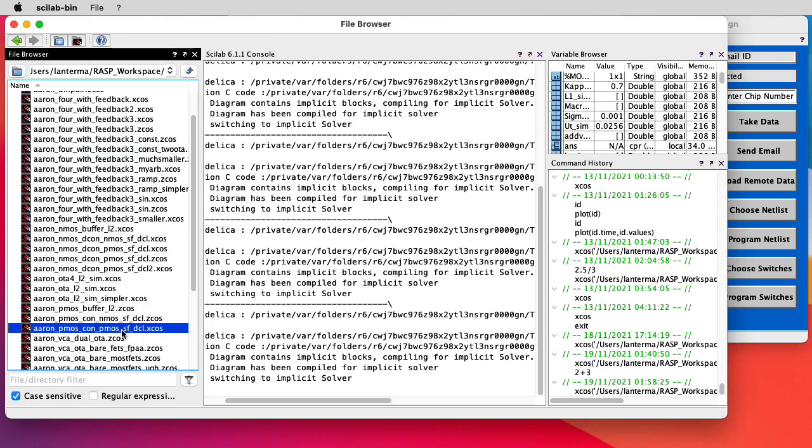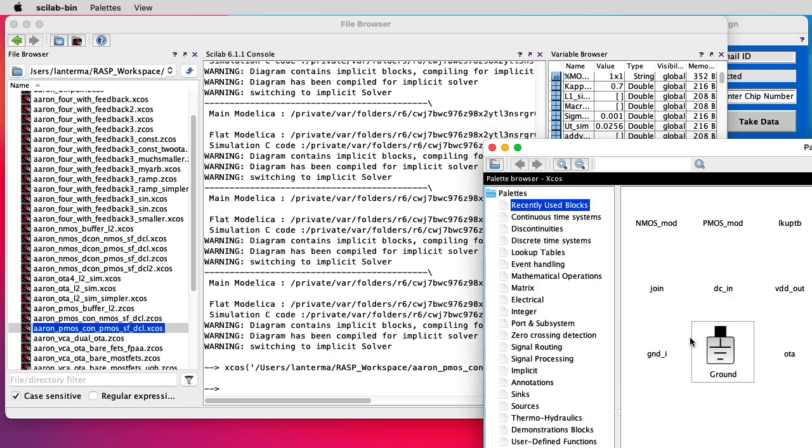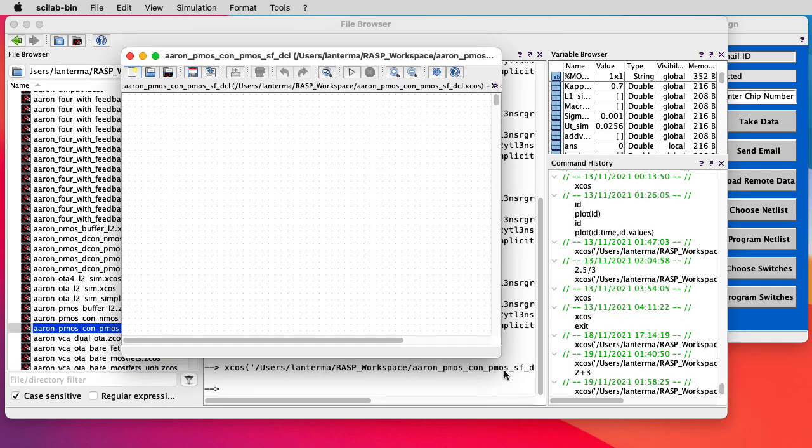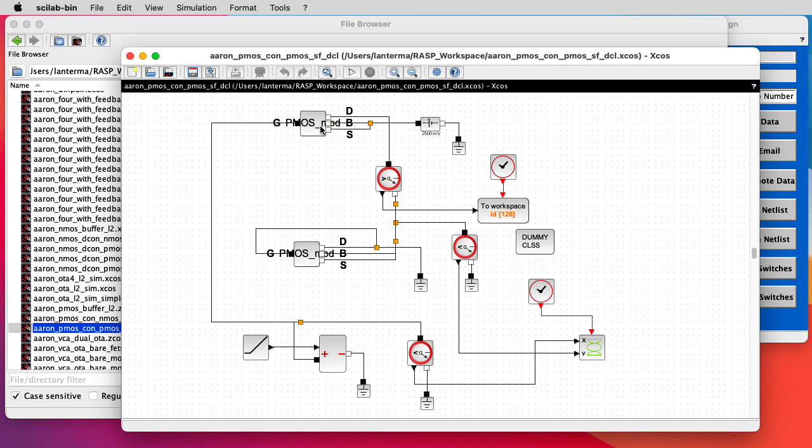I also created versions of this using PMOS transistors as the main transistor, with the diode-connected transistor being both a PMOS transistor, and I have another version where that's an NMOS transistor. But the problem is that these versions with the PMOS transistor, for some reason, Modelica does not like these and does not want to simulate them.